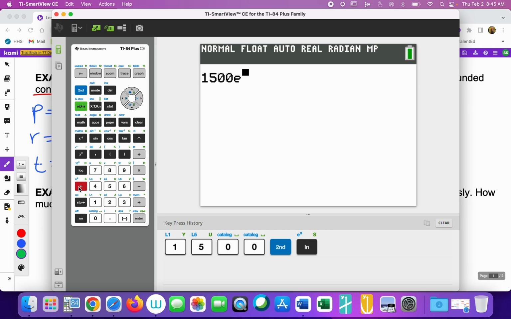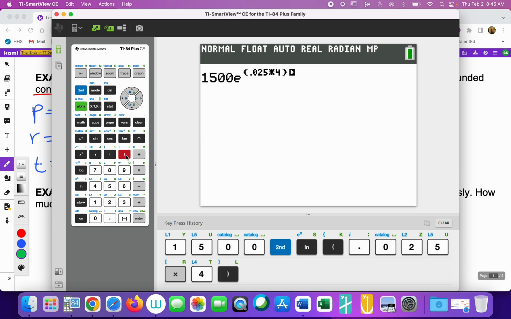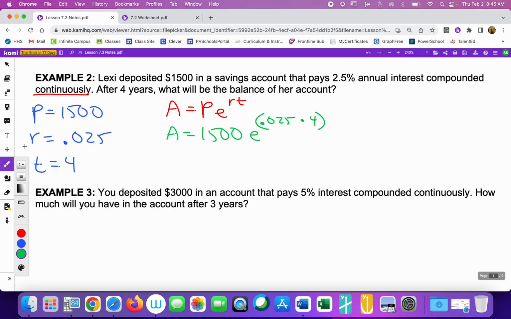And then if you have one of these, you can just do 0.025 times 4. But if you want to be extra safe, put parentheses. If you have an older calculator, you have to use parentheses. Okay. And close your parentheses. And we round money at the nearest hundredth. So what would that be? 1657.76. So the only thing that's changed is just the formula setup because it's compounded continuously.